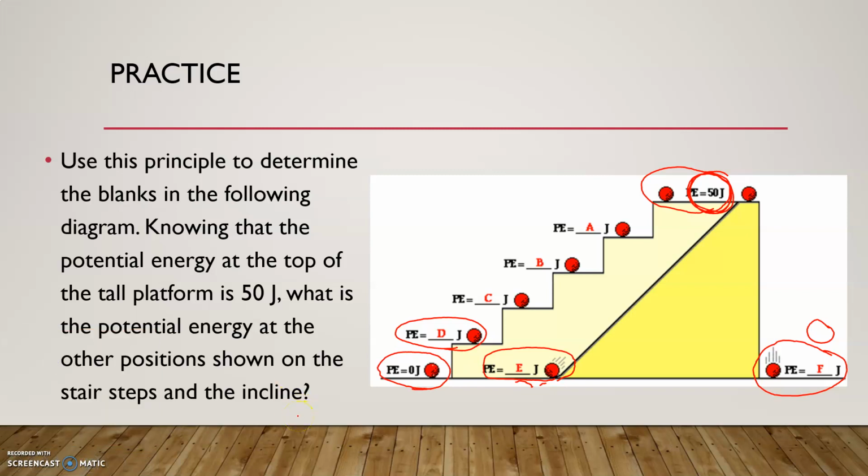So that means that this D is going to have 10 joules of potential energy. And then as we go up a little bit higher on C, it's going to have 20 joules of potential energy. Looking at B, it's going to have 30 joules. Looking at A, it's going to have 40 joules. So again, as you get more elevated, you get more potential energy. And as you come down, as the height decreases, your potential energy will also decrease.